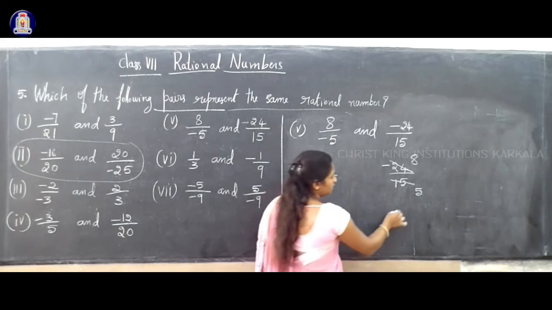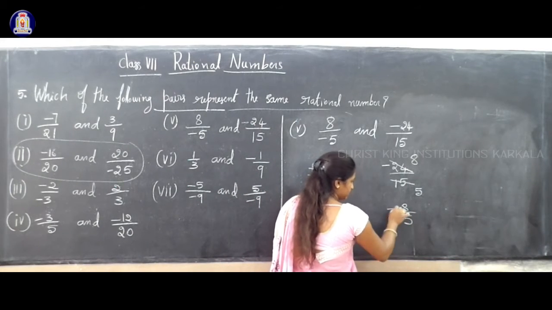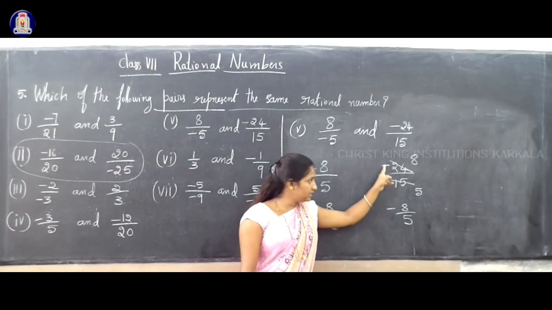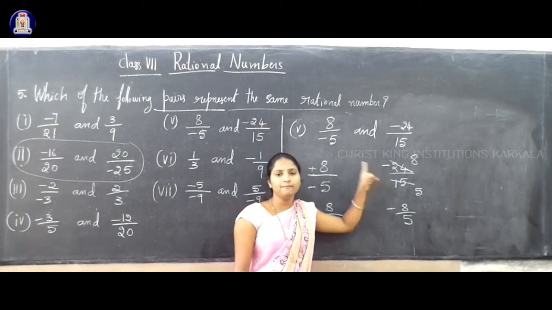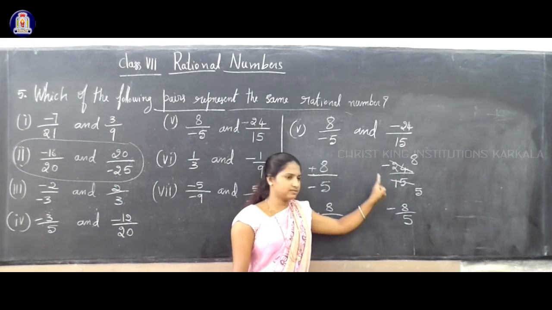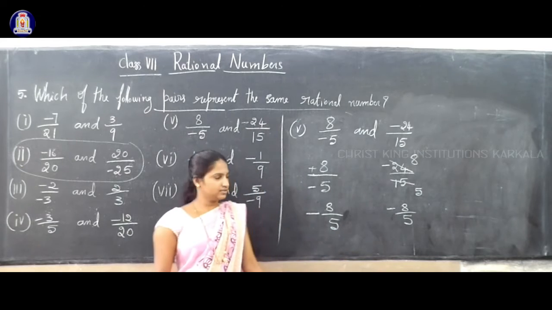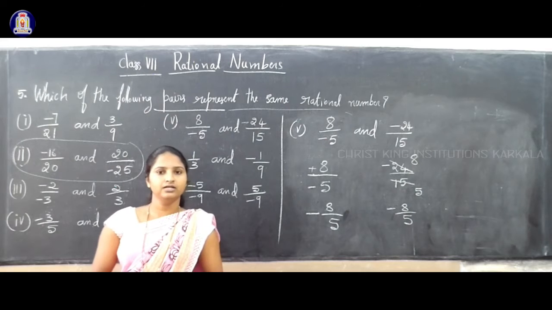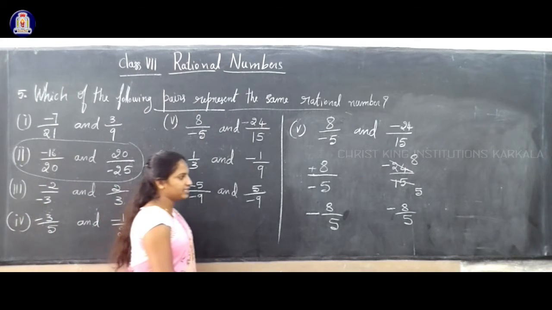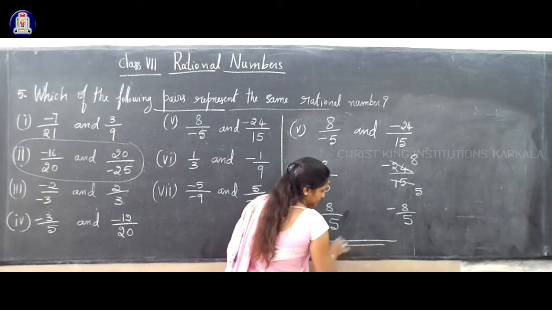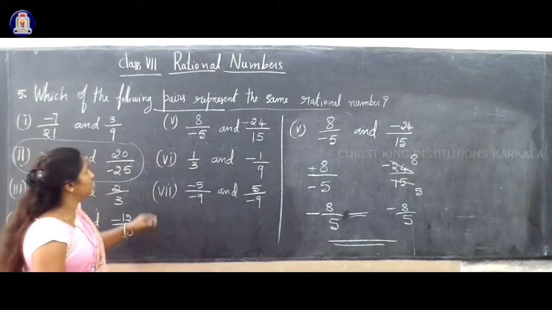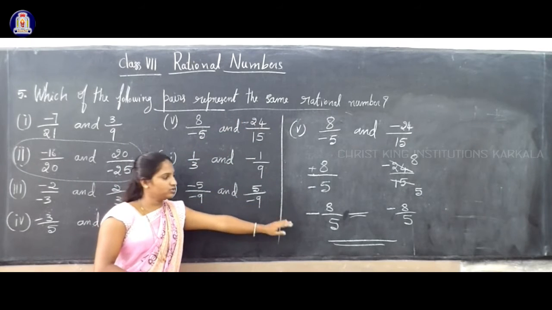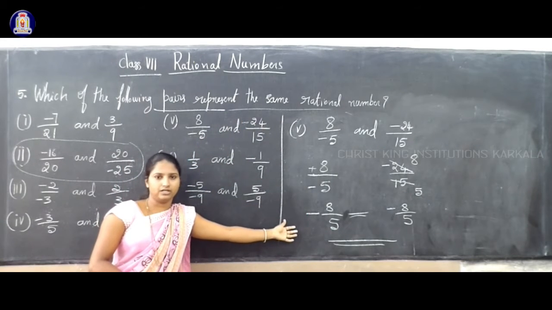So what is the answer? 8 by 5. The sign is minus, which means the numerator sign is minus and the denominator sign is plus. So minus plus gives minus, minus 8 by 5. Minus 8 by 5 and minus 8 by 5: is it the same? Yes. So we can say that for the fifth question, the pair of numbers represents the same rational number.